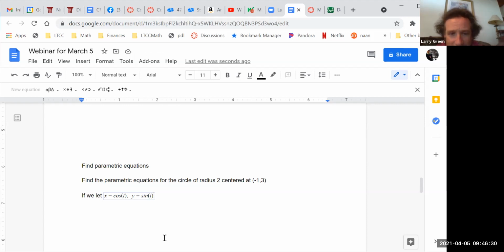Okay, the problem with that is x squared plus y squared is not 4. So if I want x squared plus y squared to be 4, how can I adjust this slightly? It's an easy adjustment. Because x squared plus y squared is 1, right? Cosine squared plus sine squared is 1. I want it to be 4. Any thoughts? The hint is it's very easy. You're on the right track.